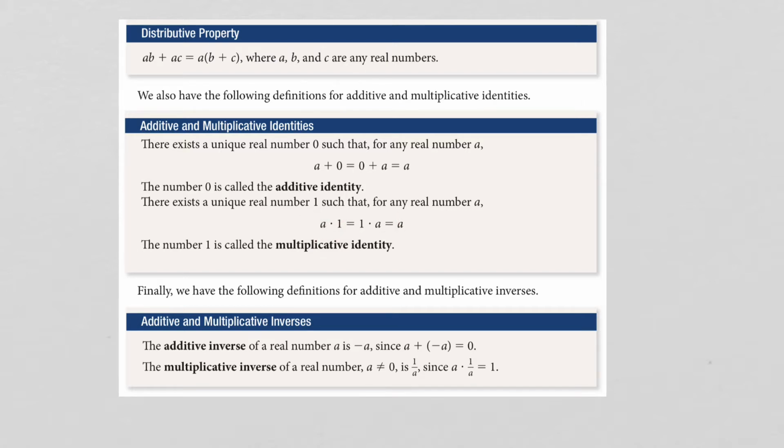Finally, we have the additive and multiplicative inverses. The additive inverse of a number A is denoted negative A, and sometimes we call that the opposite of A. And the significance here is A plus negative A is 0.